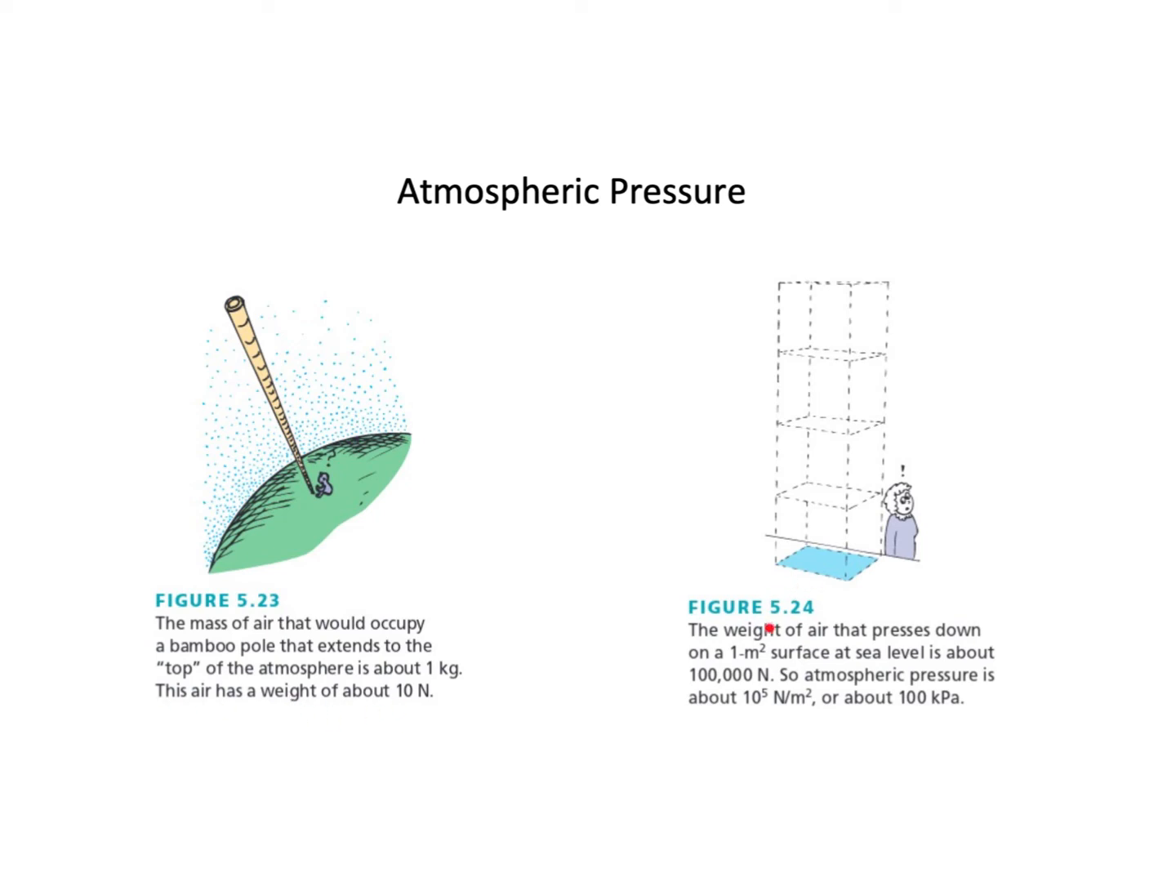Now, here we can see in figure 5.24, there is a table, and we've selected this blue area, and we're looking at the weight of the air above that blue area. It turns out the weight of the air that presses down on a 1 meter squared surface at sea level is about 100,000 newtons. And so the atmospheric pressure is about 100,000, that's 10 to the fifth power, newtons of force for every meter squared of surface. Another unit: we say that that's about 100 kilopascal, or 100,000 Pascal.